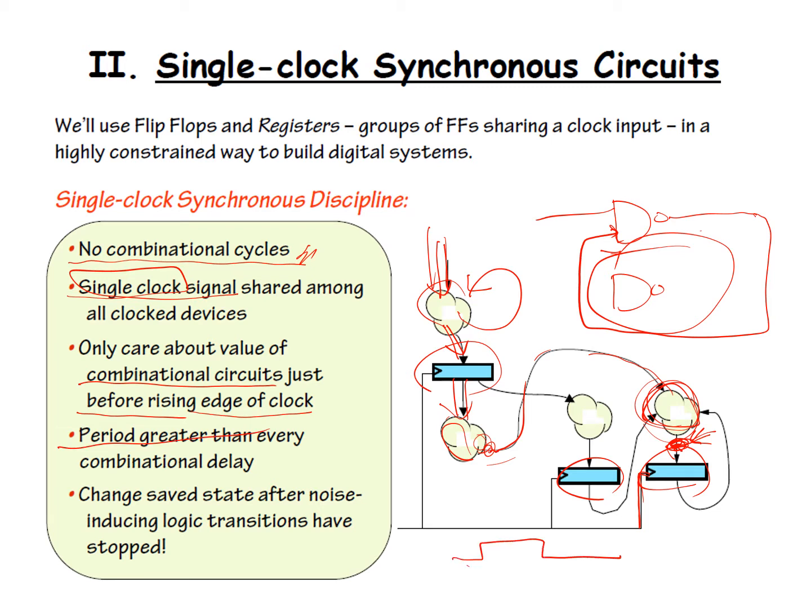Also, the period must be greater than every combinational logic delay. So we have a clock here with period T, and propagation delays TP1 and TP2. TP1 plus TP2 must be less than the clock period T.